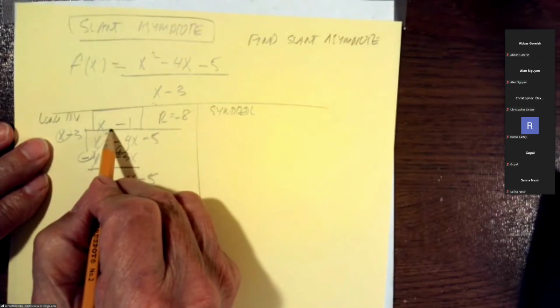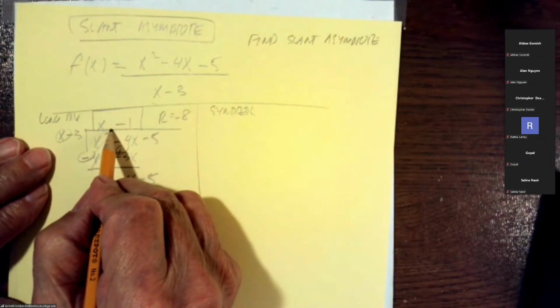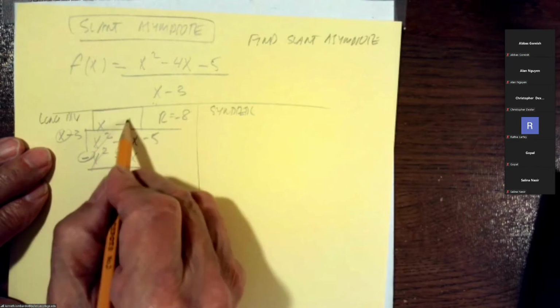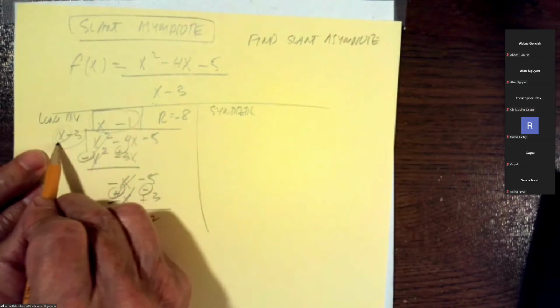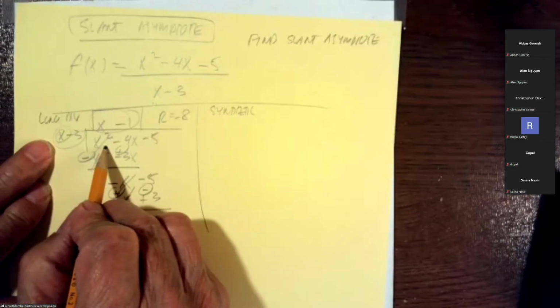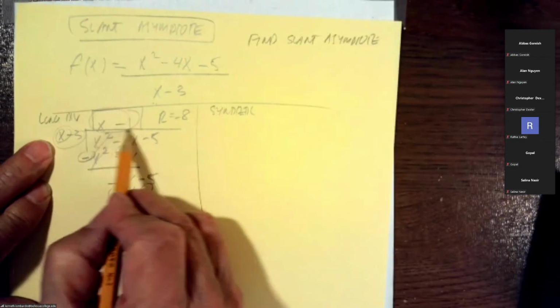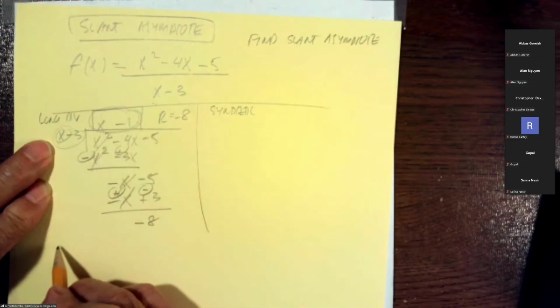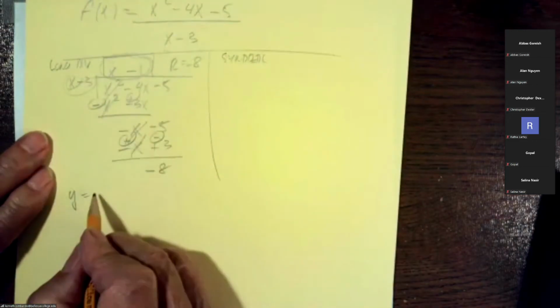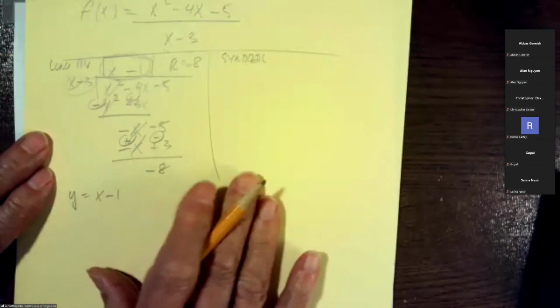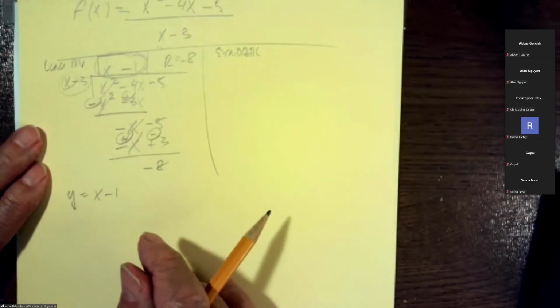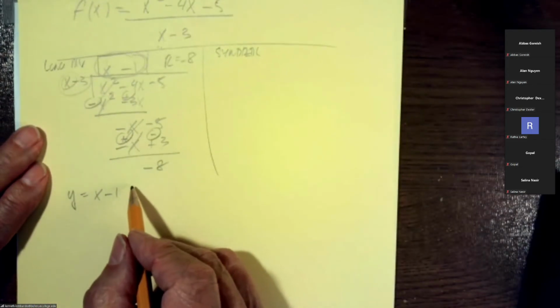Now x minus 1, this is the solution we get when we divide x minus 3 into this. So it turns out then that this equation here, y equals x minus 1, is the equation of the slant asymptote.